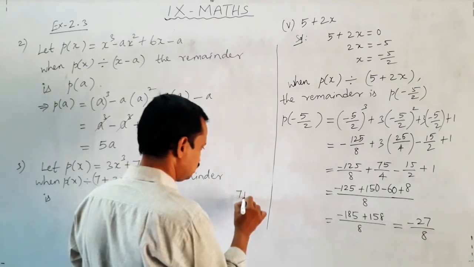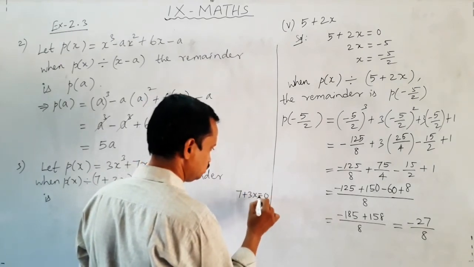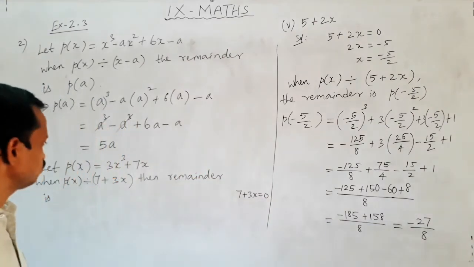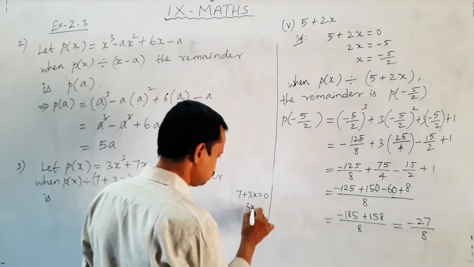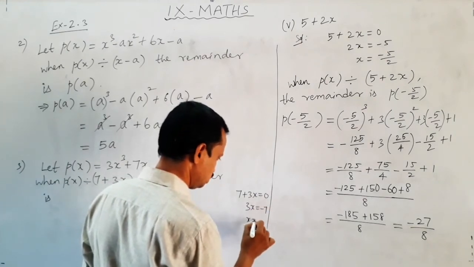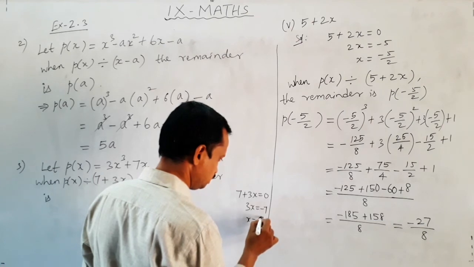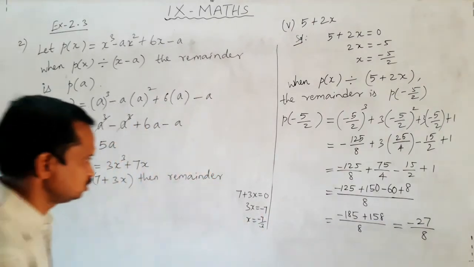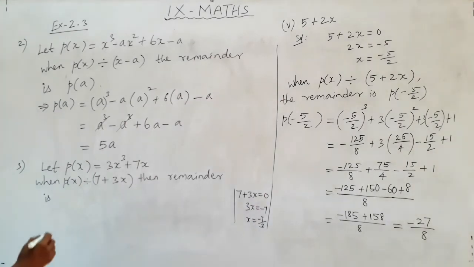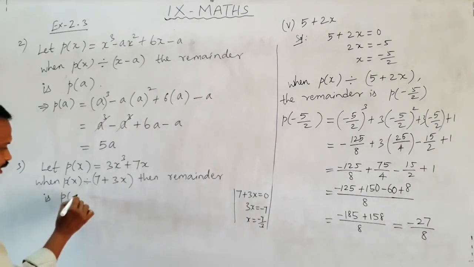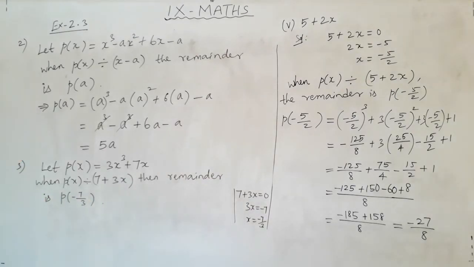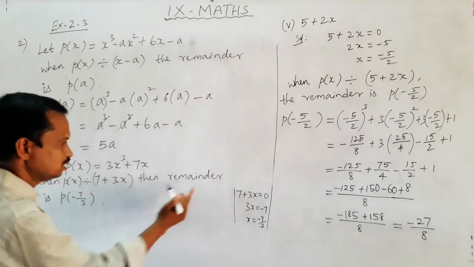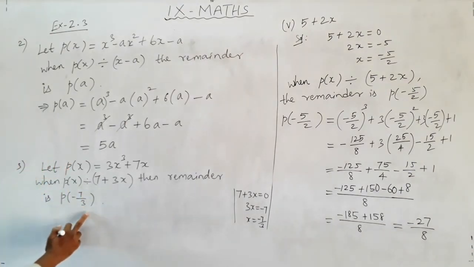So you have to equate 7 plus 3x equal to 0. The method of finding the zero: 7 plus 3x is equal to 0, so 3x equal to minus 7, so x equal to what? Minus 7 by 3. You know how to find this zero. So this is the way. So you can take p of minus 7 by 3. This is the remainder by the remainder theorem. When p of x is divided by 7 plus 3x, then the remainder is p of minus 7 by 3.